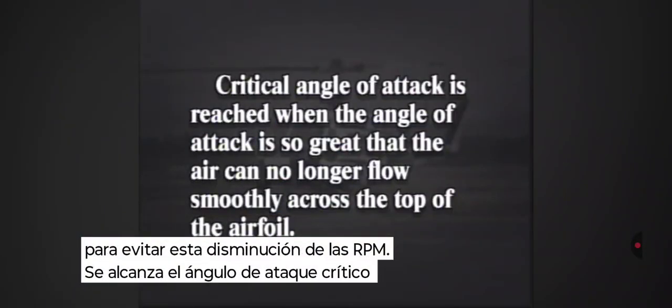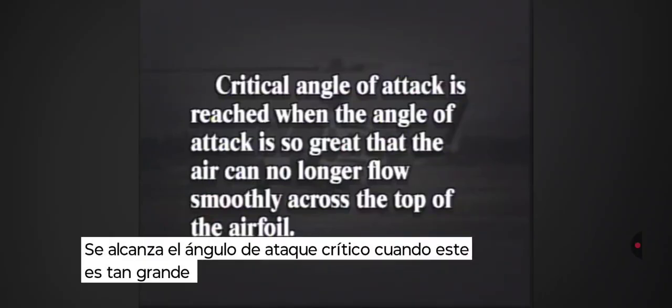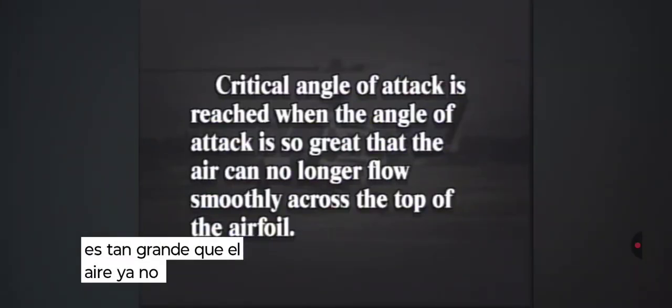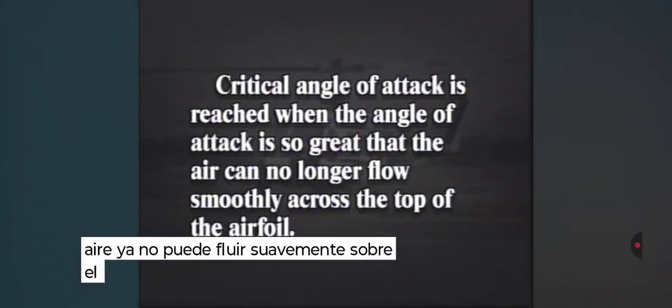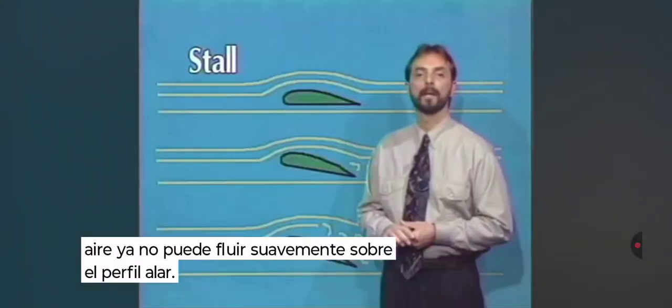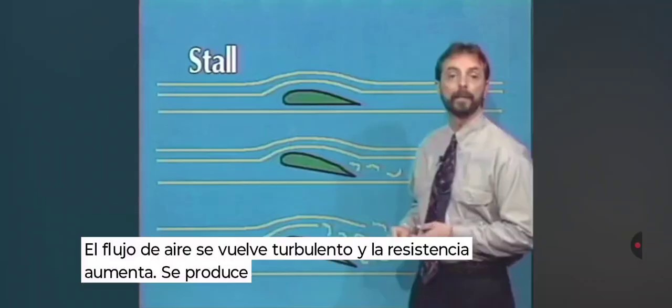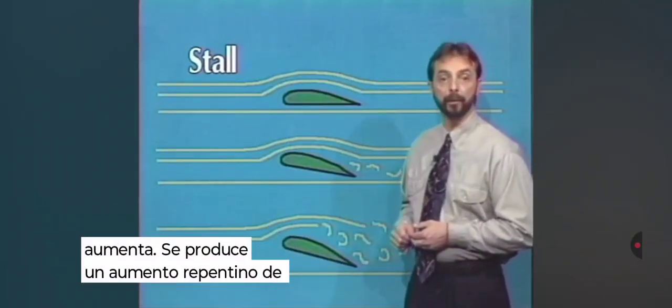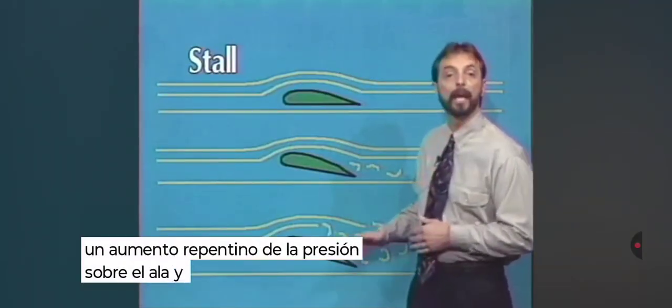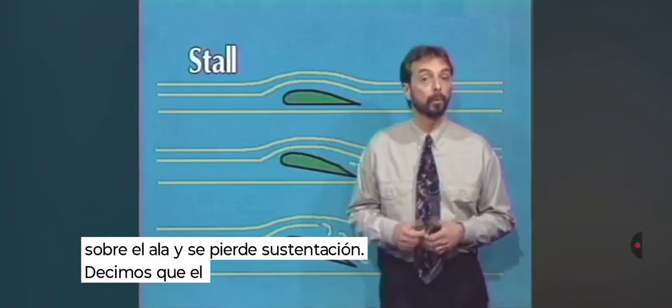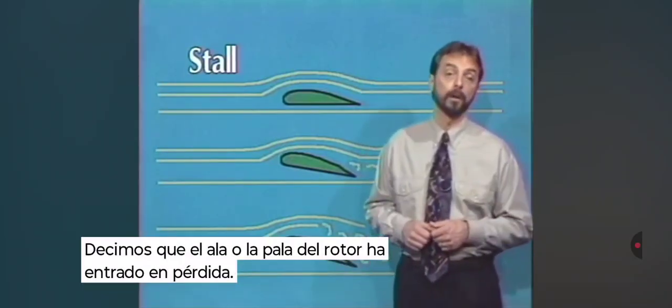Critical angle of attack is reached when the angle of attack is so great that the air can no longer flow smoothly across the top of the airfoil. The airflow becomes turbulent and drag increases. There's a sudden increase in pressure on top of the wing and lift is lost. We say that the wing or rotor blade has stalled.